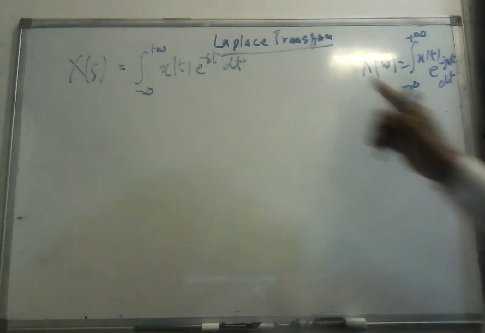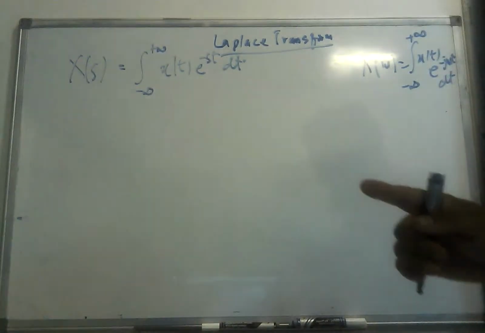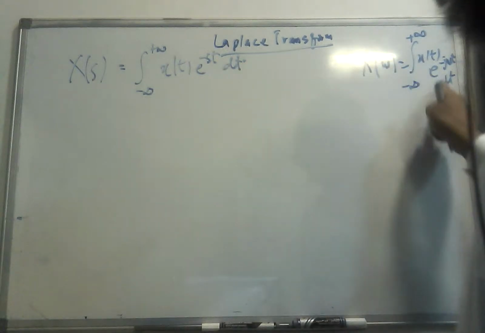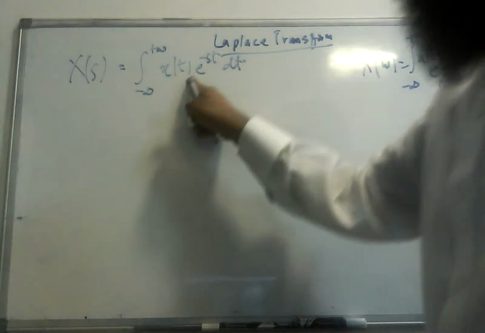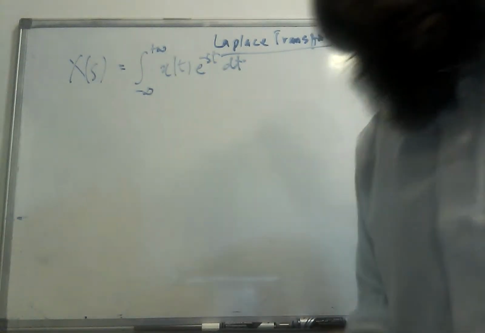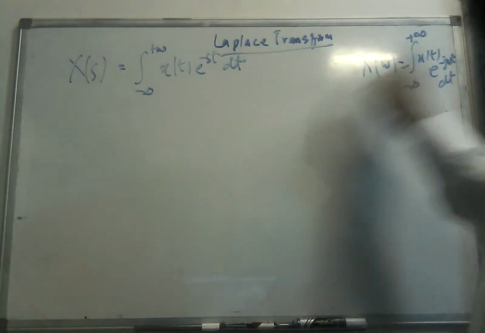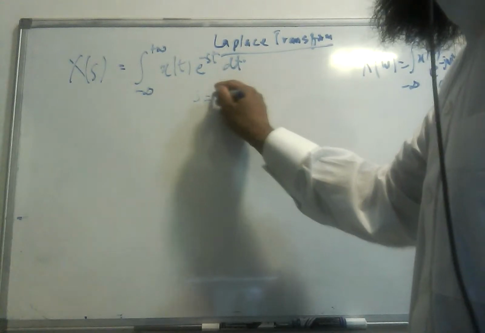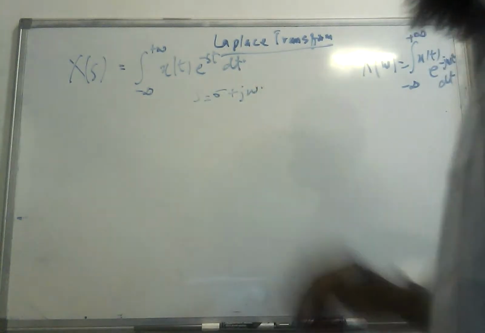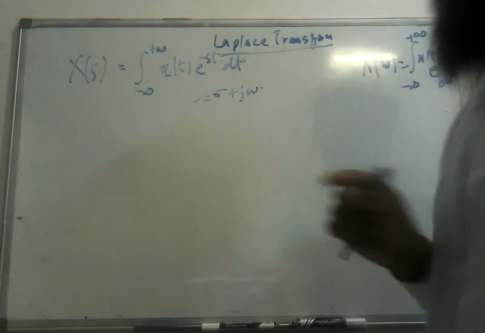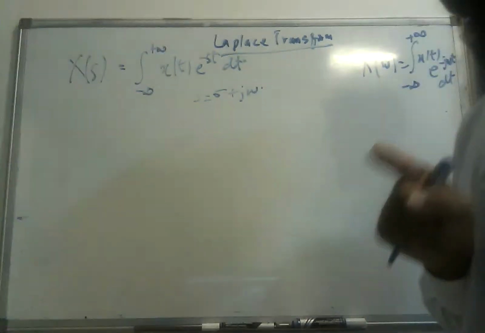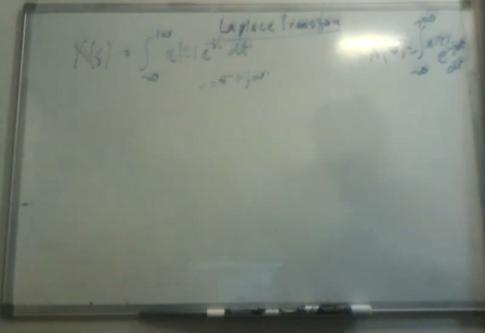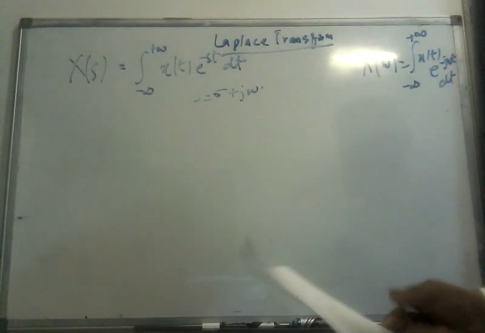So the difference between the Laplace and the Fourier is that instead of e raised to the power minus j omega t, we have e raised to the power minus st. And what is s? S actually includes j omega. So s here is equal to sigma plus j omega. In this way, the Fourier transform is actually included in the Laplace transform. And we will see the relation between the two in a few minutes.